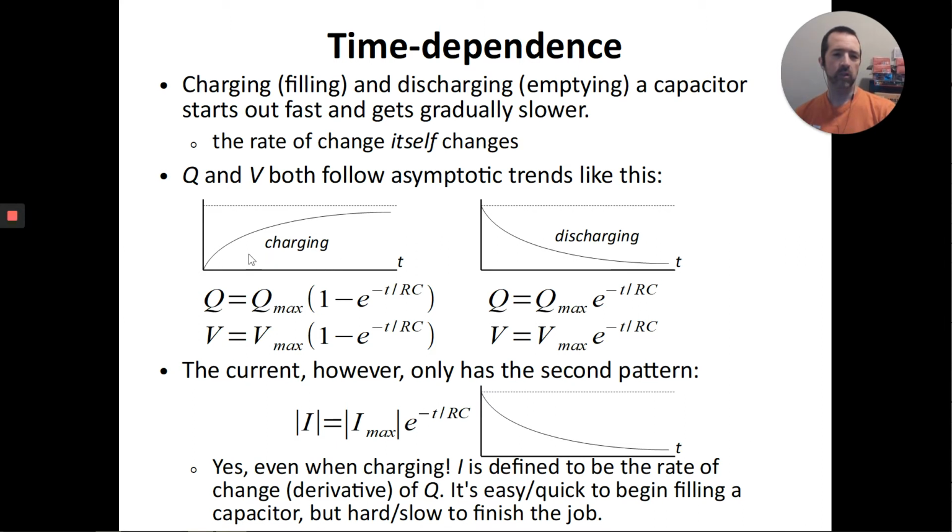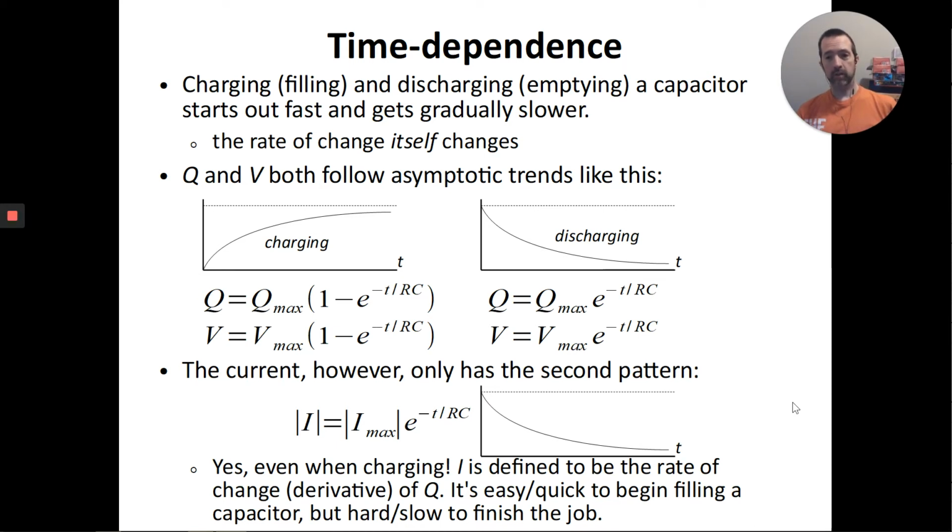So you can see that in the charging case, the rate of change for Q is big at the beginning, and it's small later on. That's what this shows. And in the discharging case, the same thing is true. The rate of change here is, although it's negative, it still has a big magnitude. And then the rate of change gets closer and closer to 0.